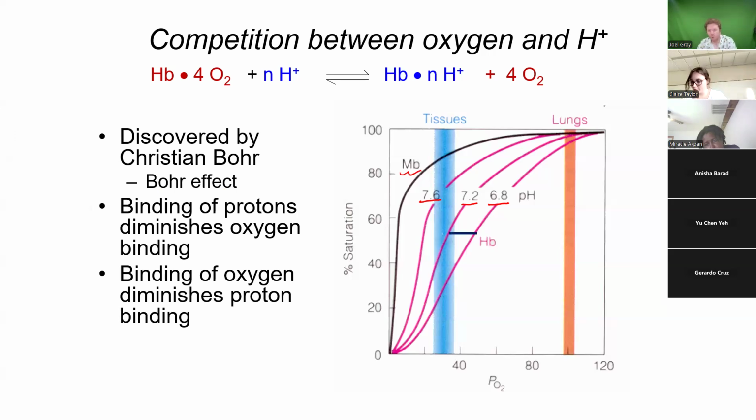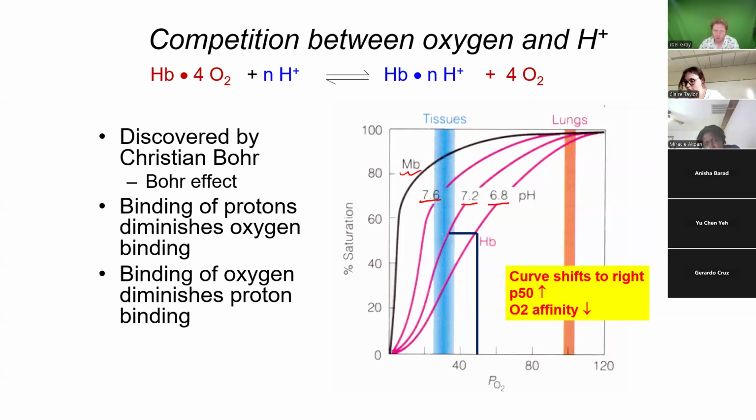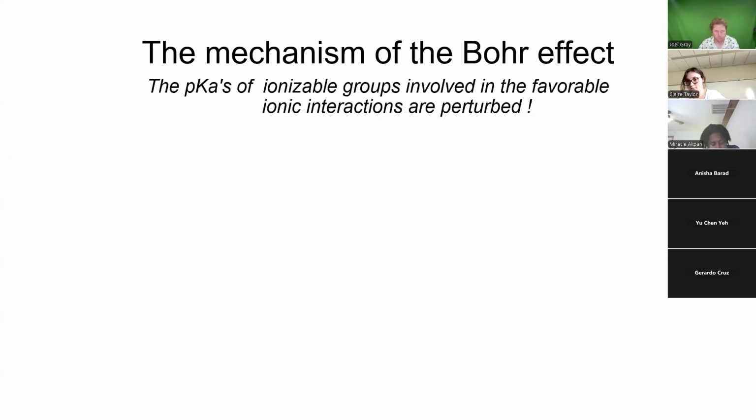Now, Christian Bohr went ahead and studied this a little bit more specifically. He wanted to figure out the mechanism for the Bohr effect. This slide right here is a little bit dense, so we're going to take it piece by piece. And this is definitely going to be, are you with me? Quite often, the pKa's of ionizable groups involved in the favorable ionic interactions are perturbed.